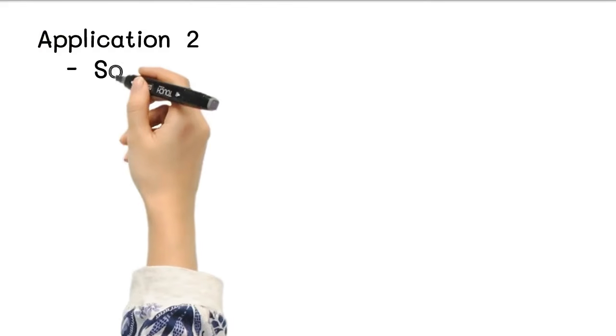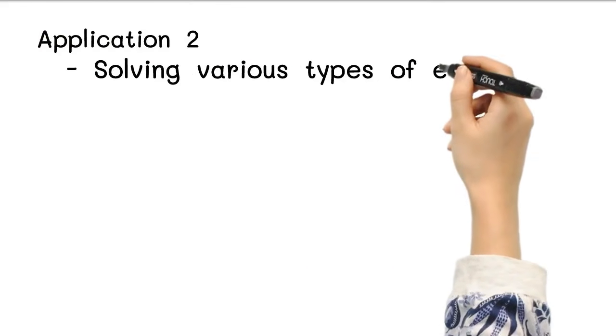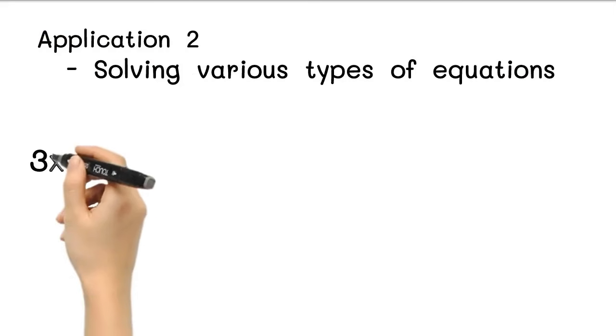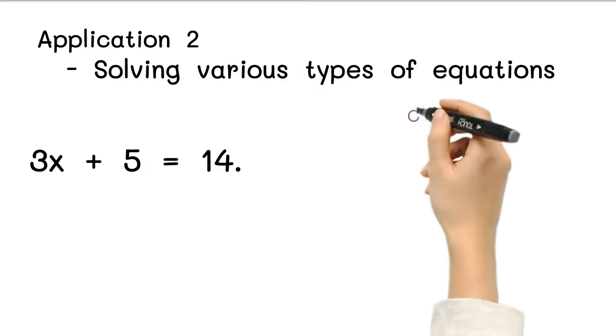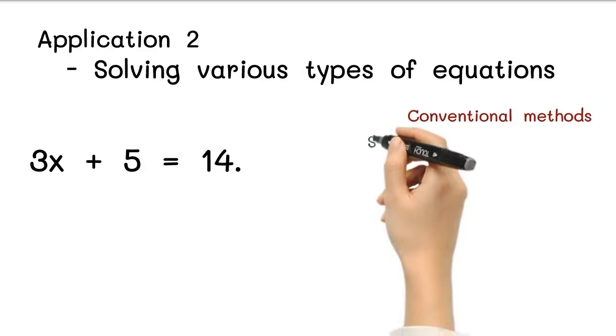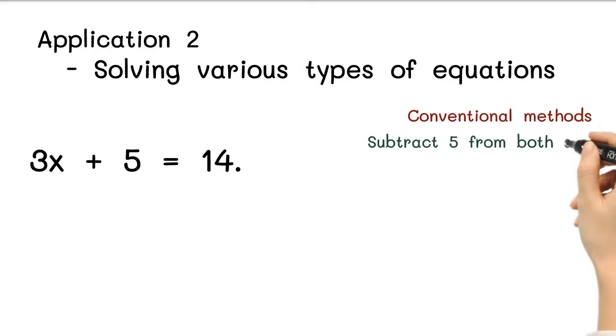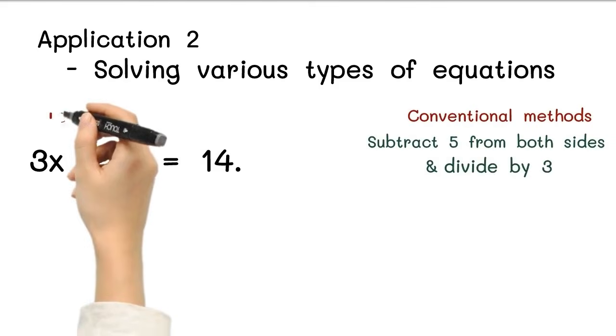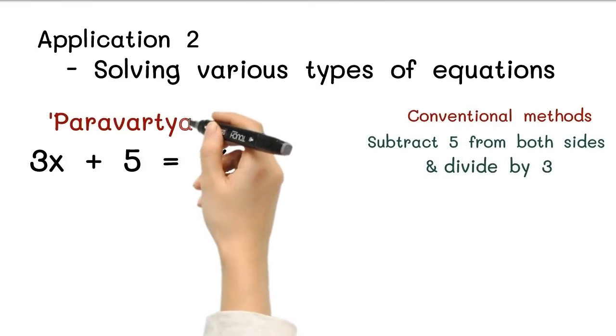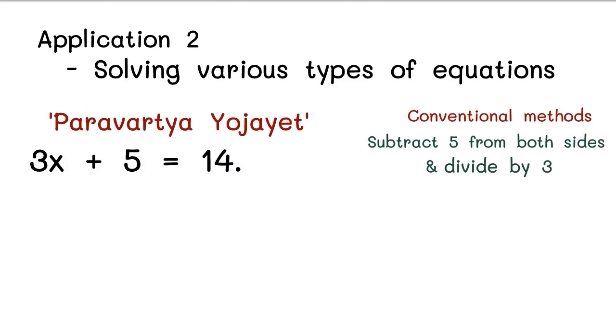Application 2. Solving various type of equations. Let's say we have a simple linear equation to solve. 3x plus 5 equals 14. Using conventional methods, we would subtract 5 from both sides and then divide it by 3. But with Paravarta Yojayet, we can streamline this process.